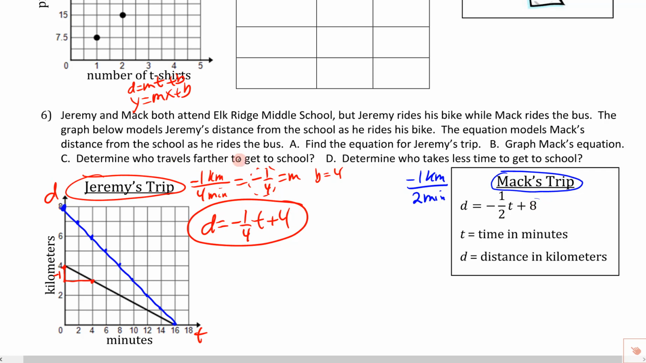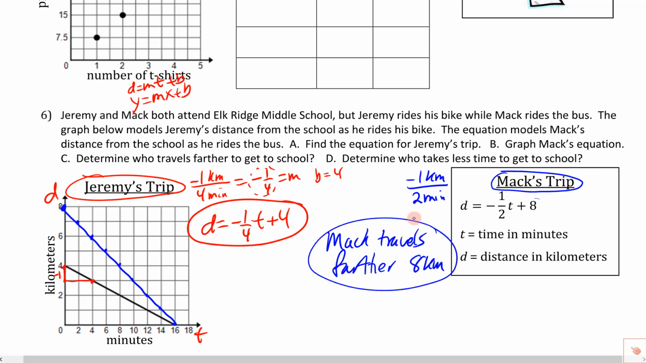Determine who travels farther to get to school. So I'm going to change colors here, and we're going to say Mac travels farther. And I'm going to put the answer right there, 8 kilometers. Okay, he travels 8 kilometers.